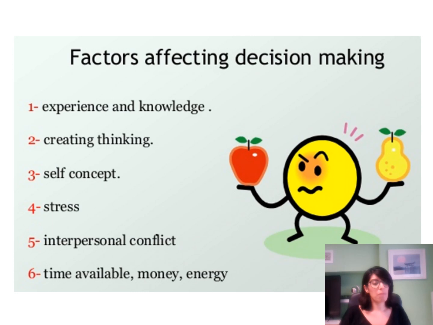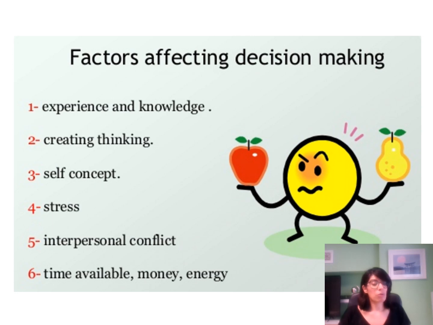When it comes to making a decision, there are 6 key factors that will either make your decision making easy or difficult. The first is experience and knowledge. So the more experience and knowledge you have in a topic, the more likely you're able to make a decision more effectively and efficiently. And also your ability to think creatively. So if you're able to think outside the box and think of lots of alternative solutions, you're likely to find a solution for that decision very quickly.